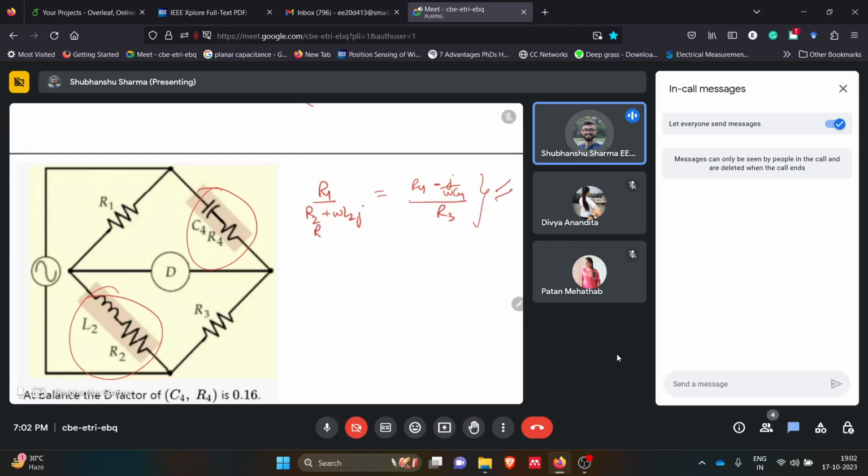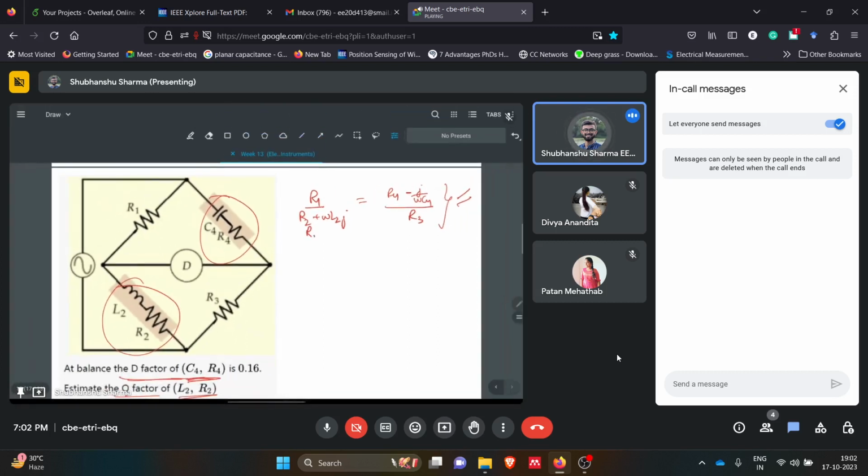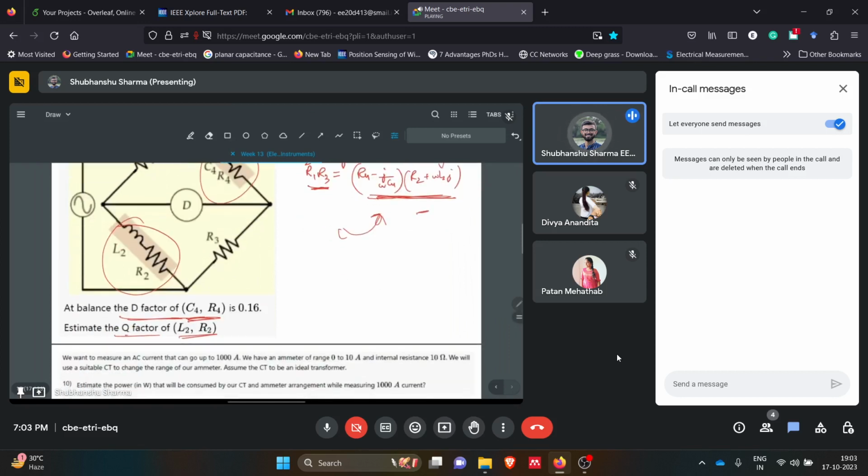So instead of solving it this way, you just rearrange some things. R4 minus j omega C4 will be R2 plus omega L2 j. Once you solve this, it is easy to solve in this configuration. You will get a real part and an imaginary part, and here it is only the real part of R1, R3. So you can equate them easily and you can get to your solution.